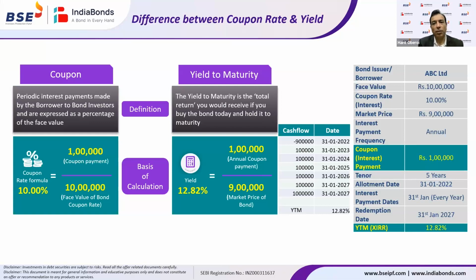The face value of a bond is, for example, 10 lakh rupees, the coupon rate remains 10% only, but the market price of the bond is 9 lakh. So a 10 lakh rupee face value bond, I am buying at 9 lakh rupees today. So I am buying it at a discounted value. The price of the bond instead of 10 lakh rupees is 9 lakh rupees.